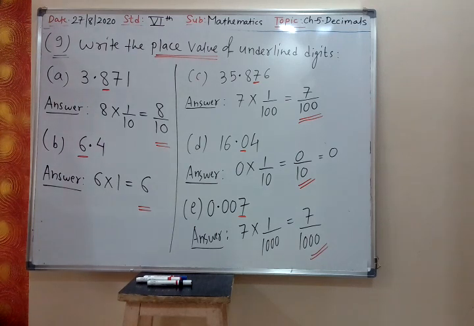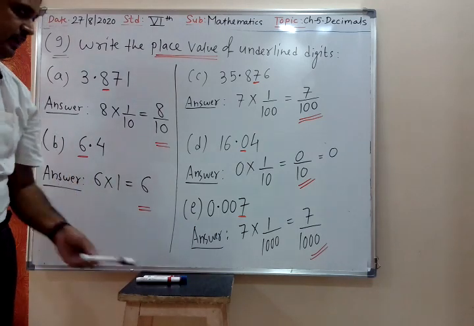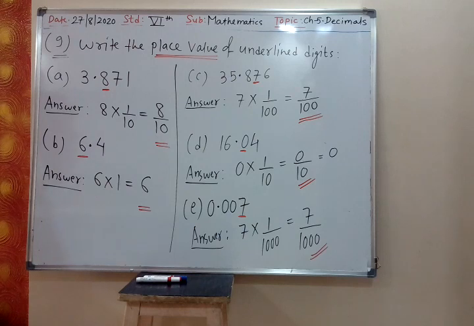Now before we start 5.2, we have to write down a few definitions, like and unlike decimals. Before 5.2 you have to write down the definition of like and unlike decimals. You have to understand what is a like decimal and what is an unlike decimal.